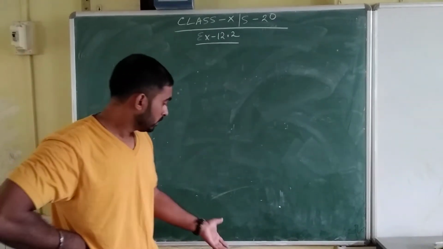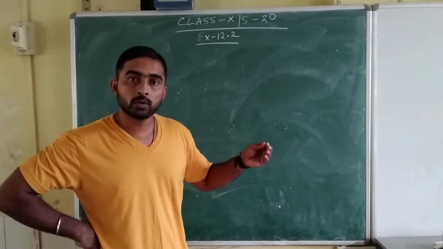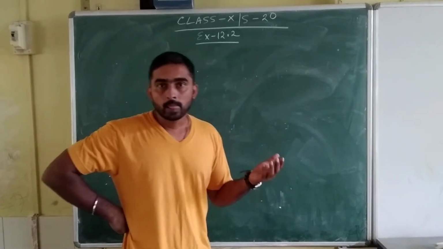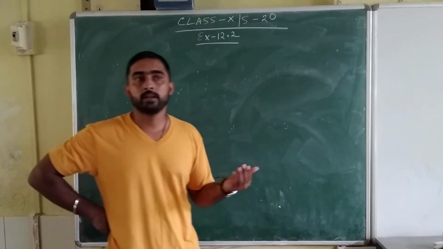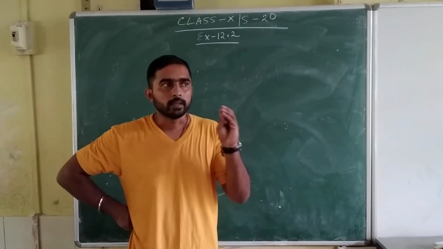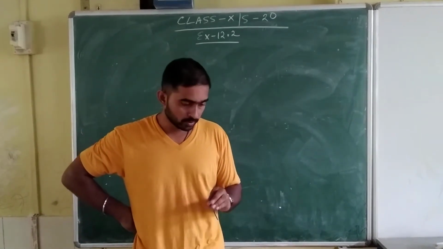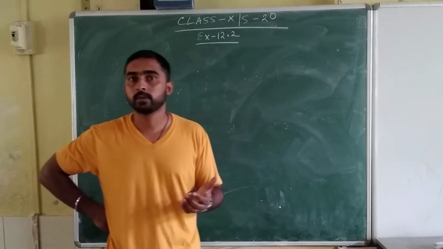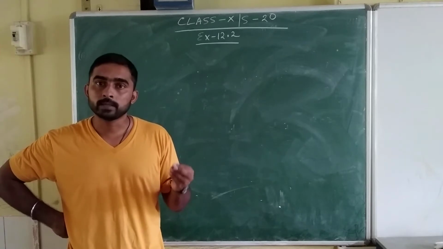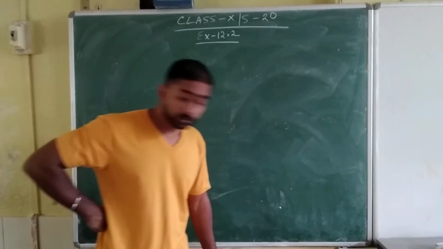Now in this exercise 12.2 and 12.3 we'll use all those formulas: area of a circle, area of segment, area of sector, area of triangle, then the area of an equilateral triangle. The equilateral triangle area formula is root 3 by 4 into side square. Then in a right angle triangle, area equals half into base into height. Got it? Now we'll start 12.2.